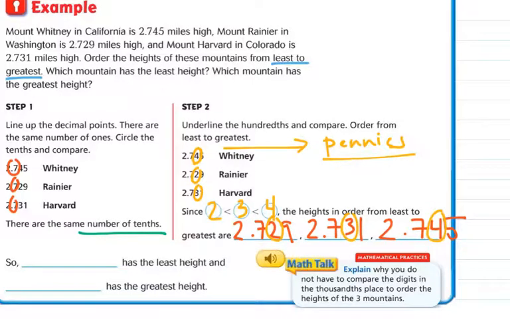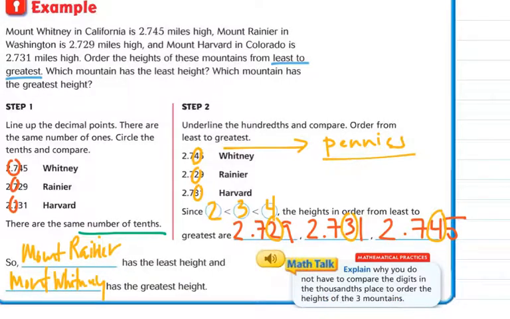So Mount Rainier, boys and girls, has the least height and Mount Whitney has the greatest height. Again, our little math talk down here that we're going to explore a little bit more in class. It says, explain why you do not have to compare the digit in the thousands place in order to compare the heights of the three mountains.